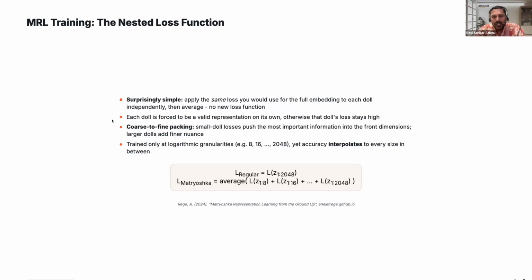The other neat property is you only train at a handful of sizes, basically powers of two. But the quality interpolates smoothly to every size in between. So even a dimension you never explicitly trained on still works. One training run, you get a whole continuum of embedding sizes.